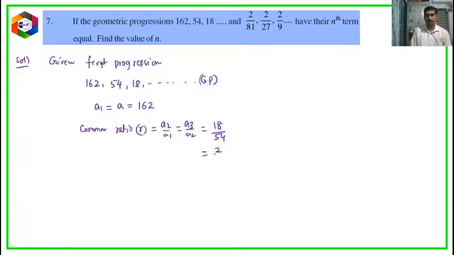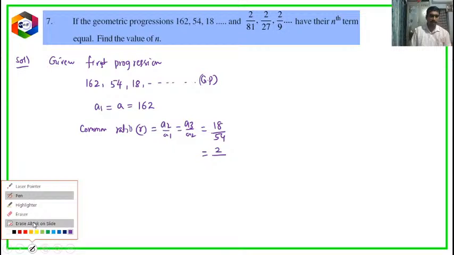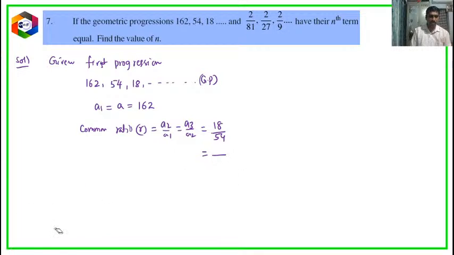Now 18 1s are 18, and 18 3s are 54. So the r value will be equal to 1 by 3. Now we got the value of a and we got the value of r. Now the general term or nth term an is equal to ar power n minus 1. Let us substitute.